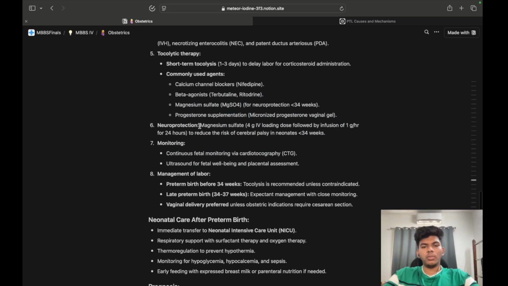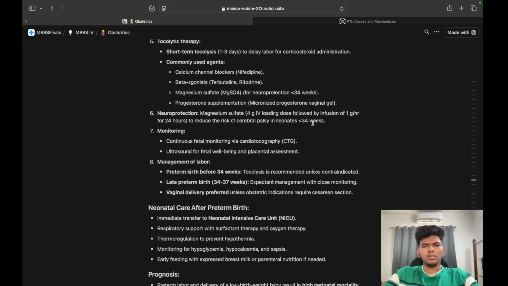Then coming to neuroprotection, magnesium sulfate, 4 gram IV loading dose followed by infusion of 1 gram per hour for 24 hours. This is to reduce the risk of cerebral palsy in fetuses, newborns that were delivered within 34 weeks.